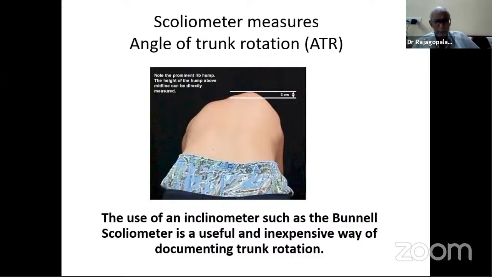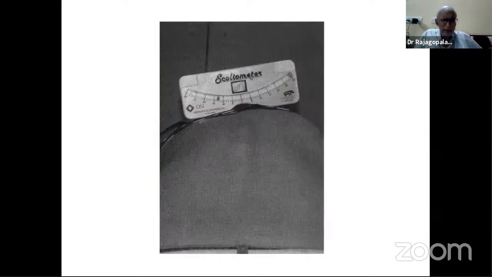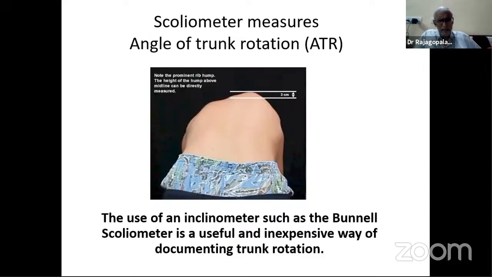This is not necessary for you. I have put this only because, see, this is a Bunnell scoliometer. Now, what is the idea? Why is the gibbous more prominent? There's a rotational element. So one of the ways to know this angle of rotation is by measuring the rib hump, and it's a very inexpensive one. And like this, you have scoliometers, which can measure, as in the picture from the book. But this is comparatively easy. But you don't have to have these things.